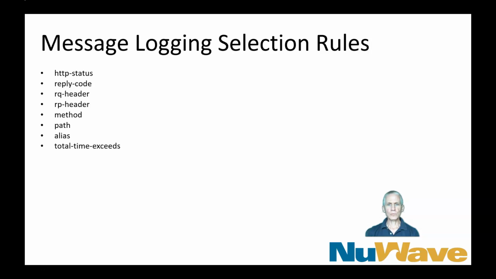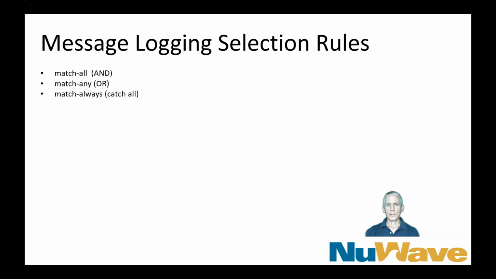The message selection rules allow you to zero in on the request you want to forward to your collectors. The rules allow you to select messages based on HTTP status, IPM reply code, request and reply header values, HTTP request methods and paths, API operation aliases, and finally, when the total request time exceeds a certain value. You can also logically AND and OR rules together to create complex filters. So let's take a quick look at some of these rules in action.